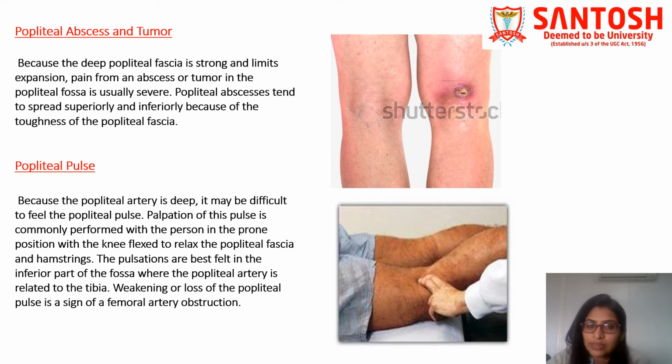Another important feature of the popliteal fossa is that the popliteal pulse can be felt. Since the popliteal artery is deep, it may be difficult, but it can be performed with the person in prone position as seen in this diagram, with the knee flexed to relax the popliteal fascia and the hamstrings. The pulsations are best felt in the inferior part of the fossa, where the popliteal artery is related to the tibia. Weakening or loss of the popliteal pulse is a sign of femoral artery obstruction.